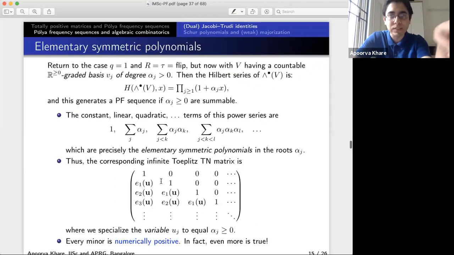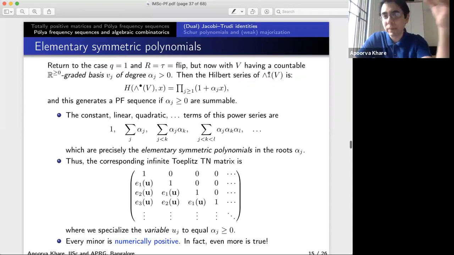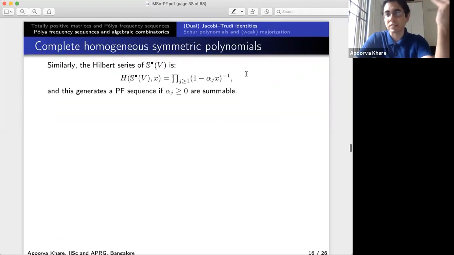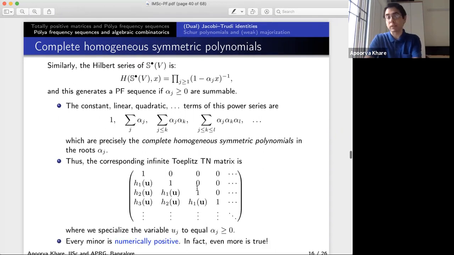So similarly, if you take the same kind of Q equals one, the flip map, the countable basis with these graded degrees, and I look at the symmetric algebra, then I get this as the Hilbert series. And this generates a PF sequence if the alpha_j's are summable. So once again, I do the same thing. I look at what the coefficients are, and you know what these are. Now the sum is over j less than or equal to k less than or equal to l, and these are the complete homogeneous symmetric polynomials. Again, specialized to the roots alpha_j, or poles alpha_j, whatever. Once again, when you specialize, this is totally non-negative, so every minor is numerically, I say positive, but I mean non-negative. Blame it on the combinatorialists.